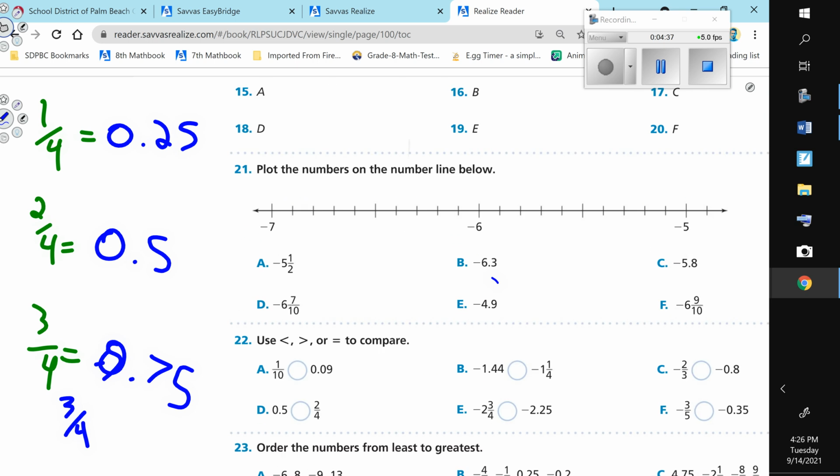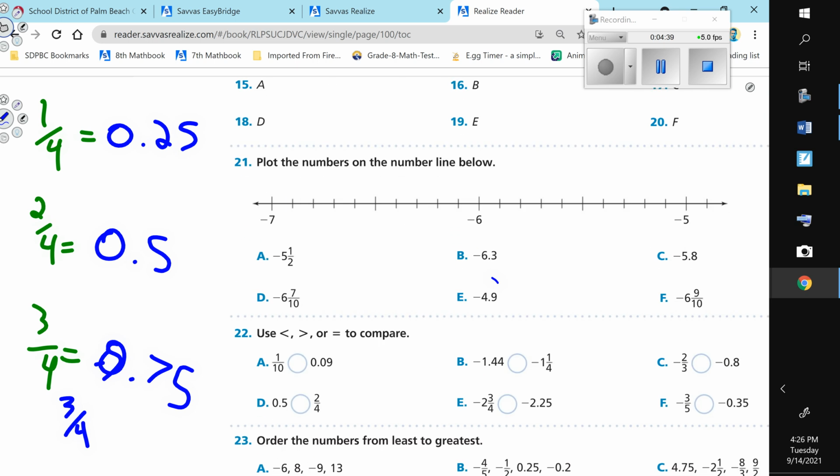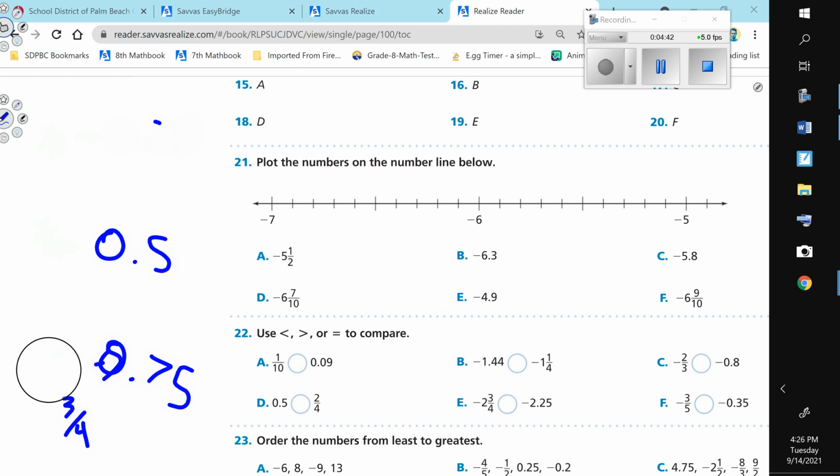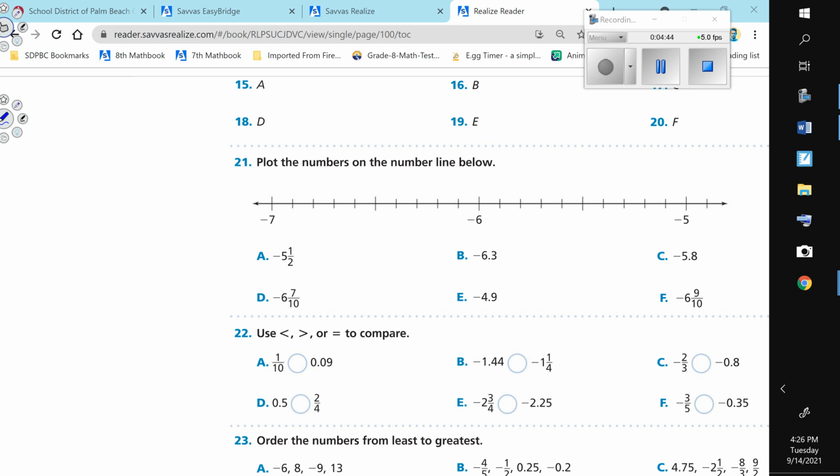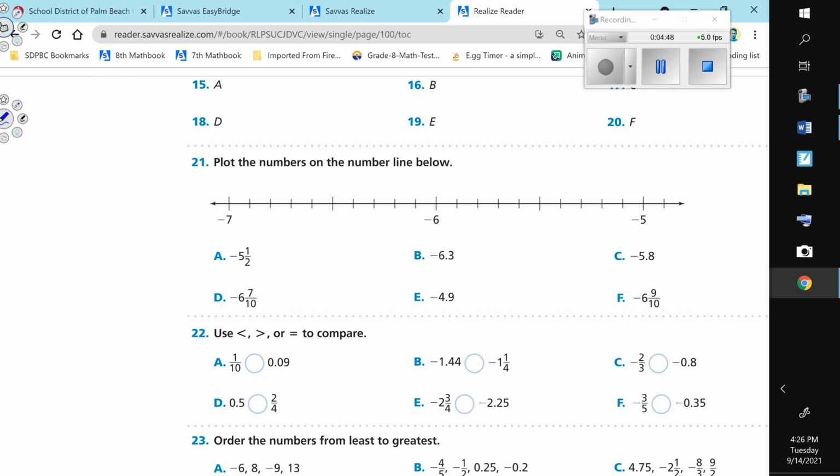All right, number 21, plot the numbers on the number line below. So for this one, -5.5 is going to be right in the middle of -5 and -6. So that's where A is going to go.